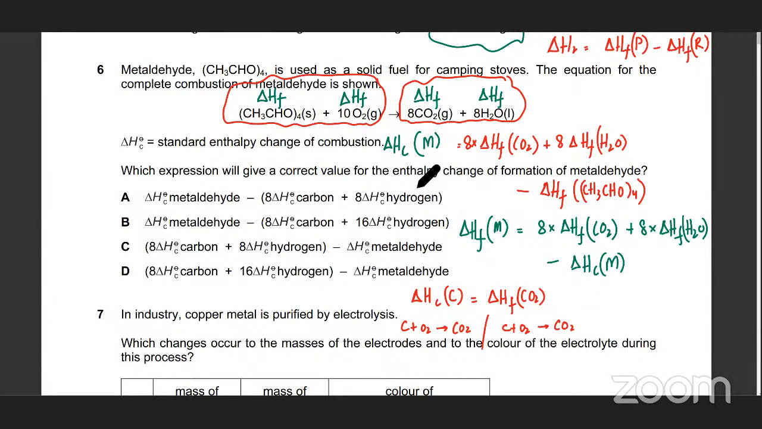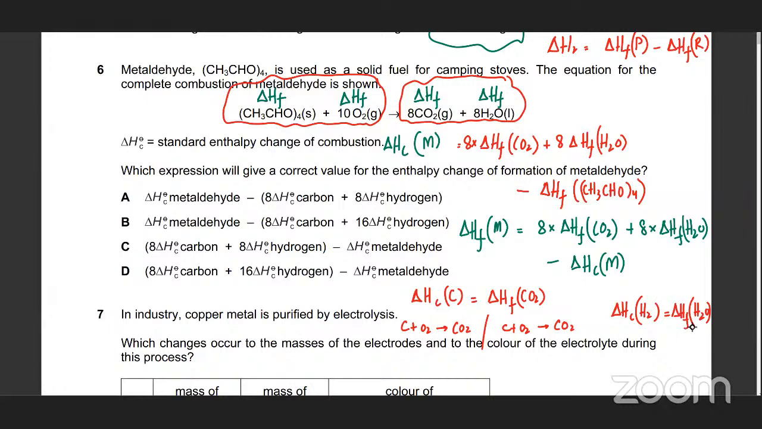And similarly, the enthalpy of combustion of hydrogen is the same as the enthalpy of formation of H2O, because they both represent the same reaction. Enthalpy of combustion of H2 is H2 burning in oxygen to produce H2O, and enthalpy of formation of H2O is making H2O from H2 and O2. So it's pretty much the same reaction. Both values are exactly the same.